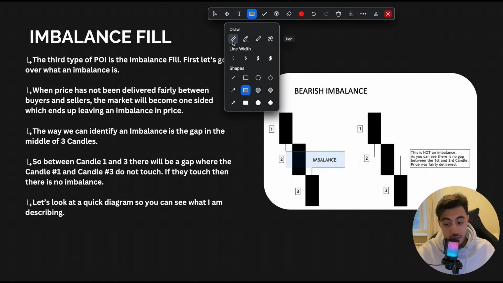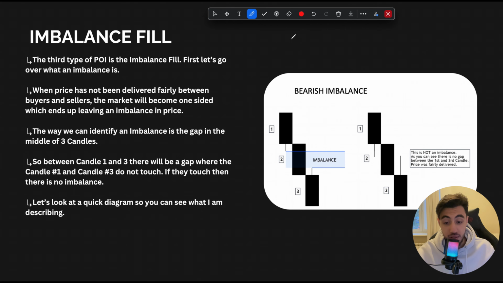So this is so important. The way you can identify an imbalance is the gap in the middle of 3 candles. So between candle number 1 and 3, there will be a gap where candle number 1 and candle number 3 don't touch. If they touch, then there is no imbalance. Okay, so this is going to be the thing of the imbalance. It's so easy. Don't take it too hard. Let's dive into the example.